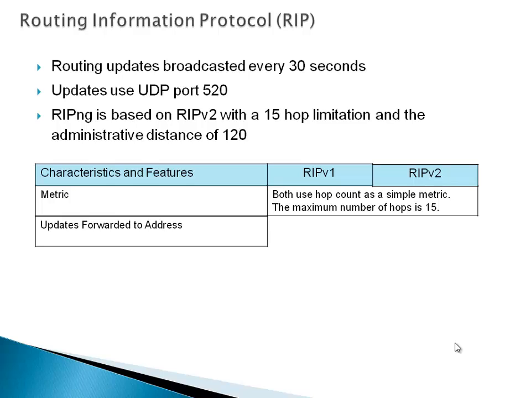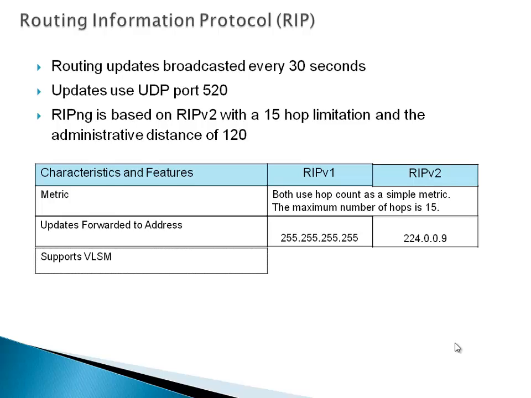Updates forward to address. RIP version 1 will forward all the updates to the broadcast address. Like we said earlier, all the devices on the network are going to be hit with this update, and they're going to read it up to layer 3 and find out that it's not for them. RIP version 2 will multicast the updates to the multicast address 224.0.0.9. All RIP version 2 devices are configured to listen to this address for any updates.